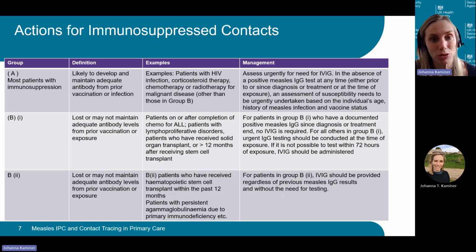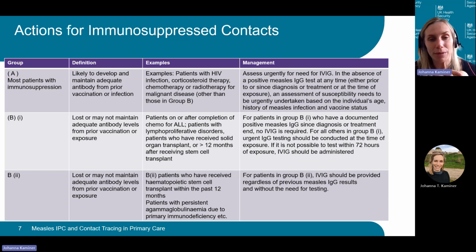Then we are looking next at patients in Group B. Immunosuppressed patients in Group B are those with even more severe immunosuppression, and those are the ones who may have lost or may not maintain adequate antibody levels from prior vaccination or exposure. Here we're dividing Group B into two subgroups. Subgroup 1 are those, for example, patients on or after completion of chemo for ALL, or patients who might have received a solid organ transplant, and so on.